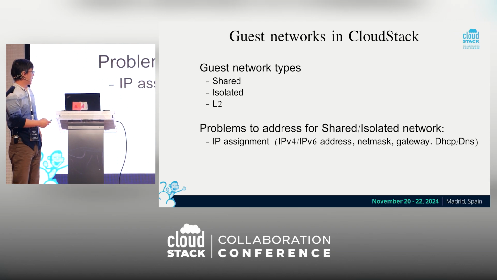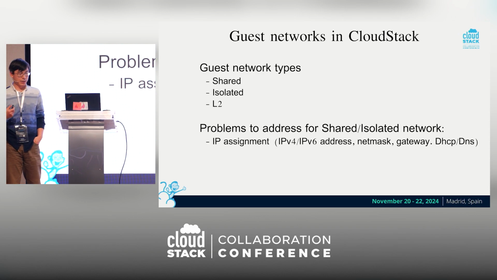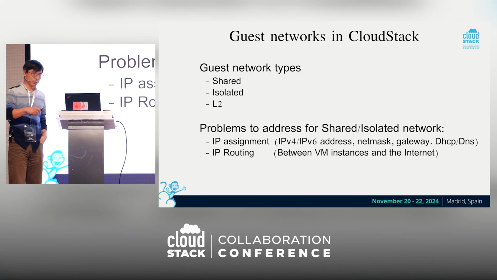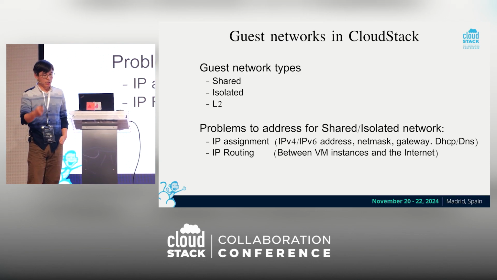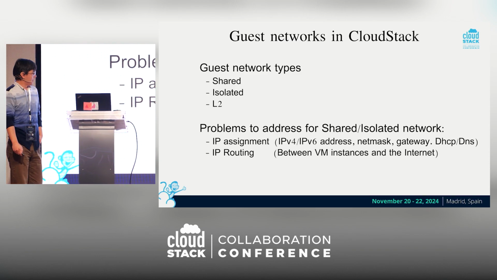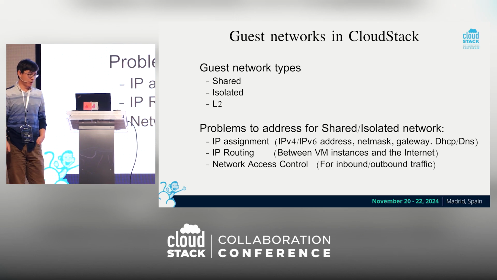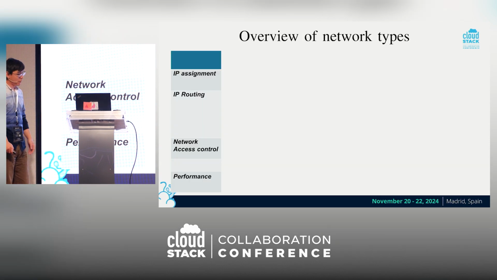So the first one, IP assignment. So IP address, netmask, gateway, DHCP, DNS. The second one, IP routing. So we need to reach the VM from the internet, and also from the VM, we need to go outside. And third one, access control. So this is for security concerns. Yeah, so we need to manage the firewall rules for incoming and outgoing traffic. So, the user perspective and also the performance.